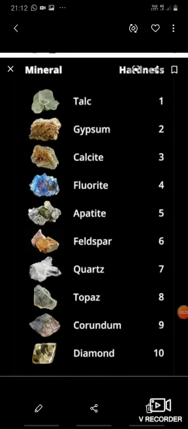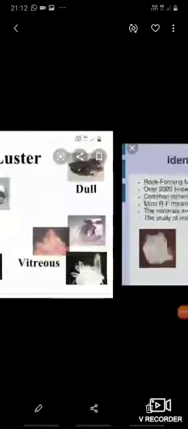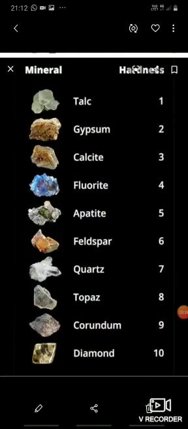The third important property is hardness. Hardness of a mineral is measured using a scale called the Mohs scale of hardness. It has 10 minerals from hardness 1 to 10: talc, gypsum, calcite, fluorite, apatite, feldspar, quartz, topaz, corundum, diamond. That means when you get a mineral, you have to rub the mineral first with talc.